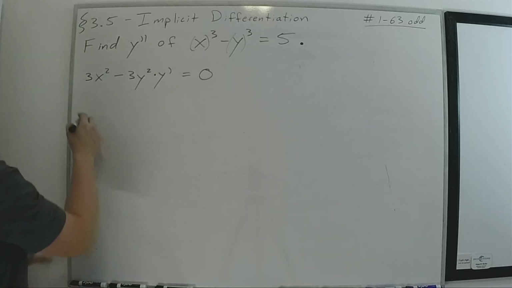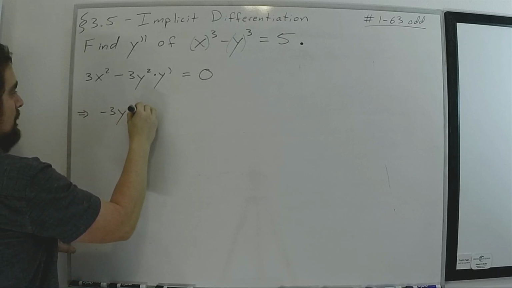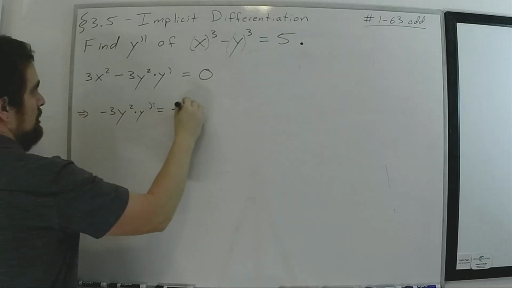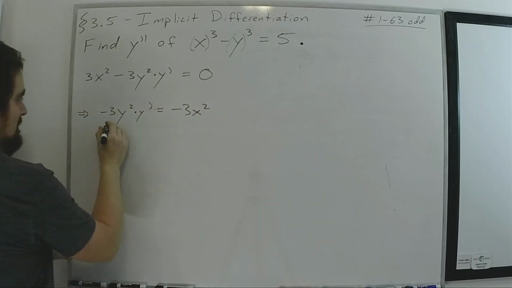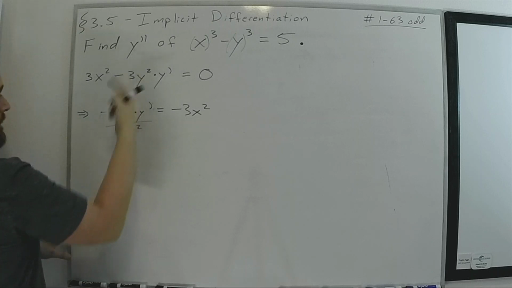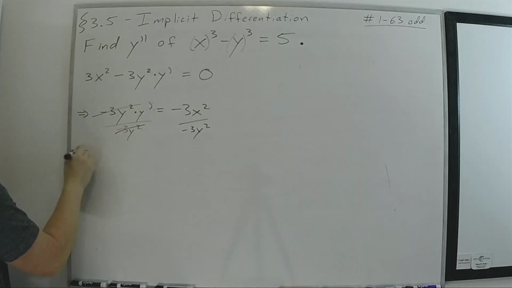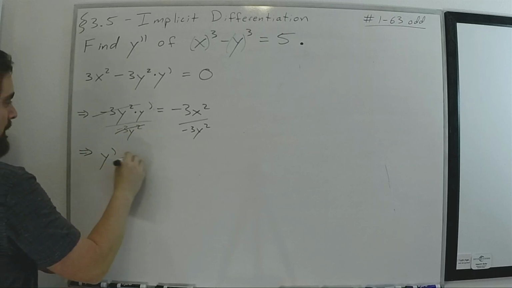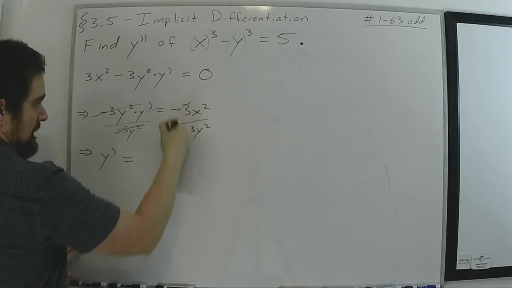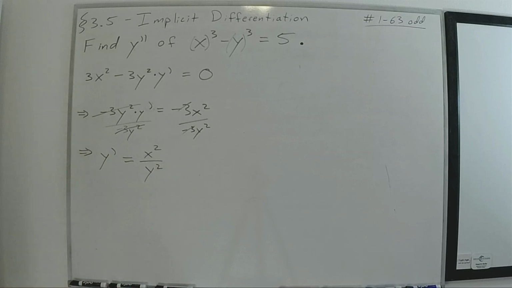But you can see it's pretty quick from here to try and get y prime isolated. Negative 3y squared times y prime equals, if I subtract this over, negative 3x squared. Which means now I can divide out by negative 3y squared, which was that thing sitting out front of y prime. Cancel all that out in one big chunk. Isolated now is my first derivative, y prime, and it cleans up very nicely, negative 3 and negative 3 top and bottom. So I get x squared over y squared.